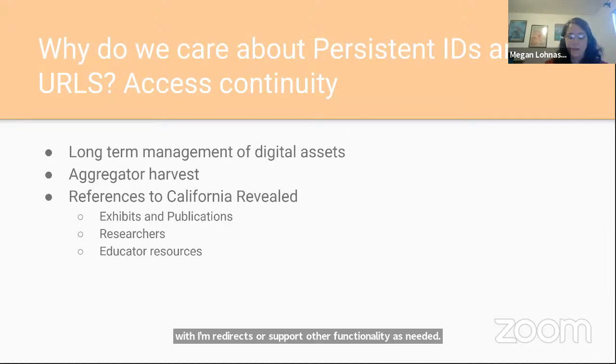So just in a very baseline way, why does California Revealed care about persistent identifiers and URLs? We need to ensure that we can manage our collection for the long term on our long-term storage solutions. We need to not trip up all of our aggregators again. 3 years is a long time to reestablish harvesting. And as John mentioned, we want to support educators and scholars rather than destroying their work of creating resource lists. And with that, I'll pass it to Allison to talk a little bit more about the technical details of Archipelago.